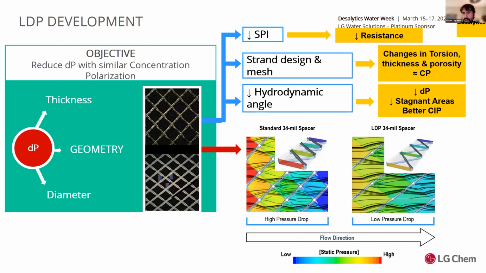And finally, we reduced the hydrodynamic angle. You can see from the picture, it's quite obvious. If you reduce this angle, you get a great reduction in pressure drop. Obviously, the resistance will be lower to the feed flow. And also, you reduce the stagnant areas.